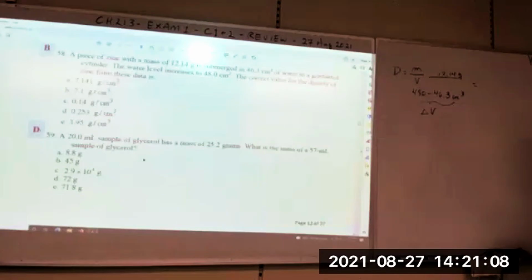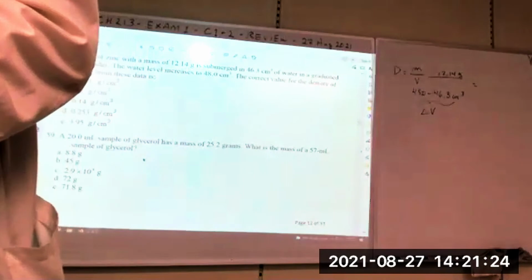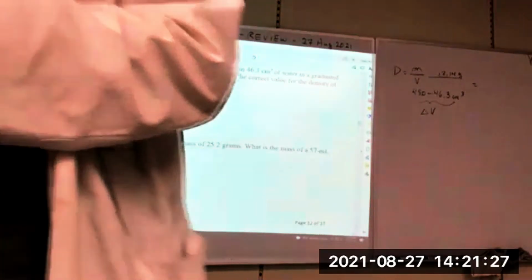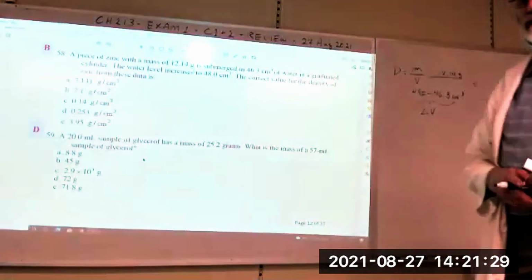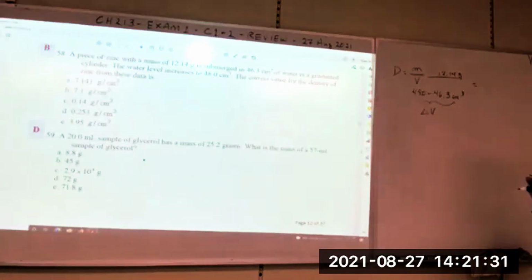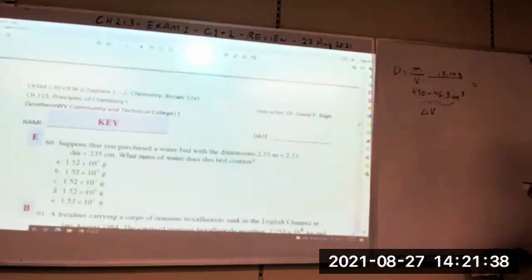What if you want to do the density of a liquid? Well, liquid's even easier. You just put it in a graduated cylinder and measure its volume. Okay. I think we're going to do that on not this one, but the next one. Lab techniques, I think. Yeah, I believe we measure densities. Okay. Let's see.